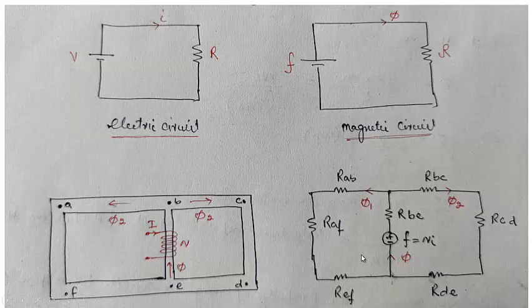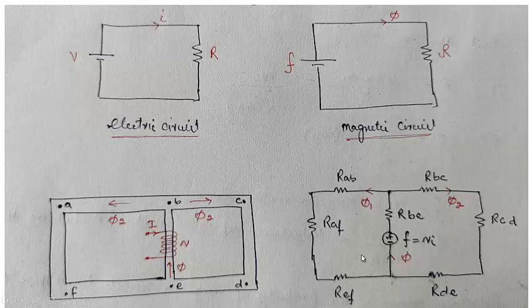This is RAB, the reluctance between A and B. This is RAF, the reluctance between A and F. Similarly, F and E is represented by a resistance, the reluctance between E and F. For this case, this is the reluctance of BC, this represents the reluctance of CD, and this represents the reluctance of DE. Since all the reluctances are in series and carry the same flux phi 2, they can be combined.